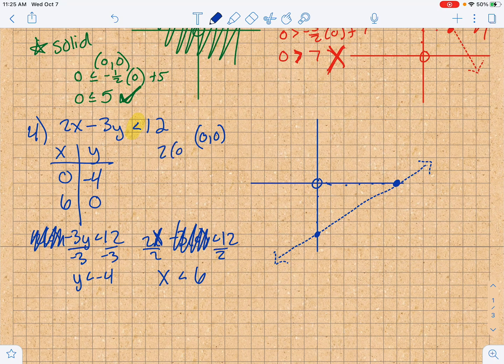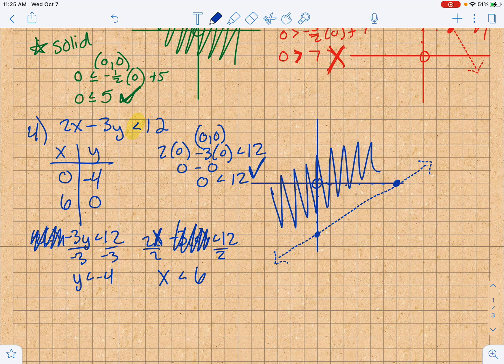Okay, so you should have plugged it in. 2 times 0 minus 3 times 0. 2 times 0 is 0. 3 times 0 is 0. 0 minus 0 is 0. Is 0 less than 12? Yes. Okay, what's that mean? We're shading over that point.